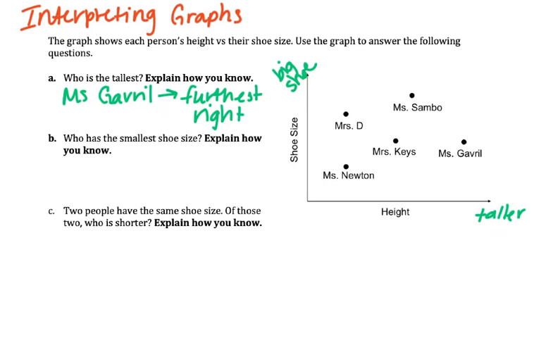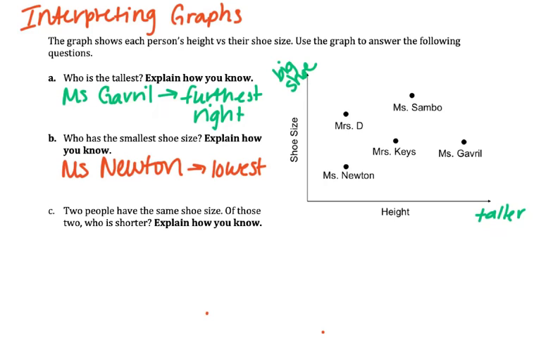Who has the smallest shoe size? Okay, so shoe size means I'm looking at my y-axis, and the higher we go, the bigger their shoe size. So the lower we go, the smaller their shoe size. If I compare each of these dots to the y-axis, the lowest person is Miss Newton. So Miss Newton is the person who has the smallest shoe size because she's the lowest person on the graph. And since I'm talking about the y values, I'm looking for lowest to highest.